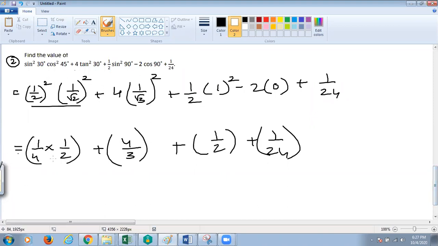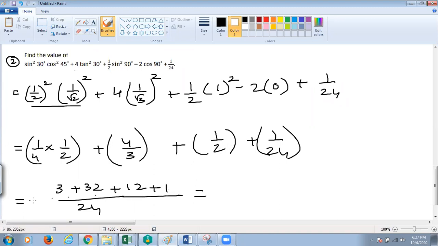So what will the LCM be here? Here there is 8, here 3, here 2, here 24, so the LCM is going to be 24, isn't it? So 8 3s are 24, so I'll put it 3, plus 3 8s are 24, so 8 4s are 32, plus 2 into 12, so this becomes plus 12, and plus 1. Isn't it simple, children? So look, now we will add these: 32 + 3 is 35, 35 + 13 is 48 upon 24, this becomes 2. Isn't it a very very simple sum?